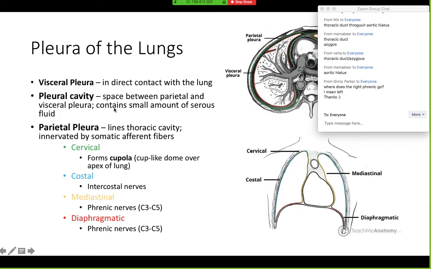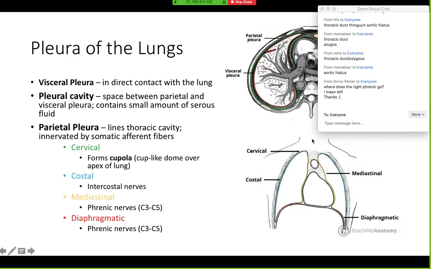Anytime you hear the word parietal, it's referring to the body wall. So we have parietal pleura, and then visceral pleura. Visceral means organ, so it's in contact with the surface of the organ. So parietal pleura versus visceral pleura. What they could do is within the donor, they could scrape some of the parietal pleura off the body wall and tag that. Okay, so just be prepared for that.